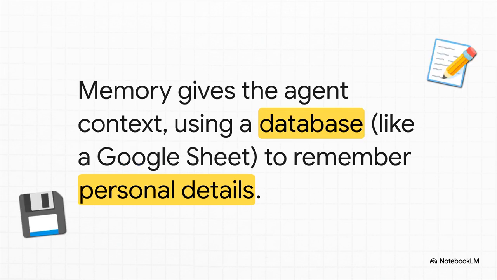And finally, we have the memory. This is the secret sauce that makes the agent personal. It can be a connection to something as simple as a Google Sheet, where it stores and recalls facts about you. It also remembers what you've just been talking about in your conversation, so you don't have to keep repeating yourself. This is what provides that true continuous context.